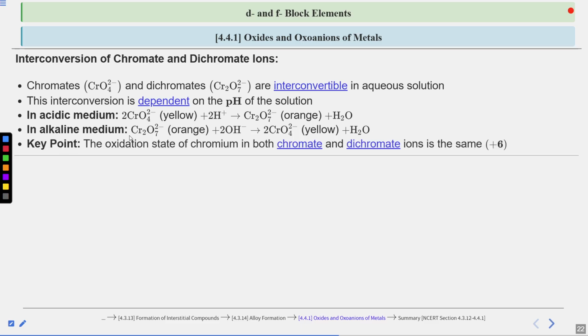The key point to remember is that the oxidation state of chromium in both the chromate and the dichromate ions, that is CrO4 2- and Cr2O7 2-, is the same, that is +6. So chromium has the same oxidation number in both chromate and dichromate ions.